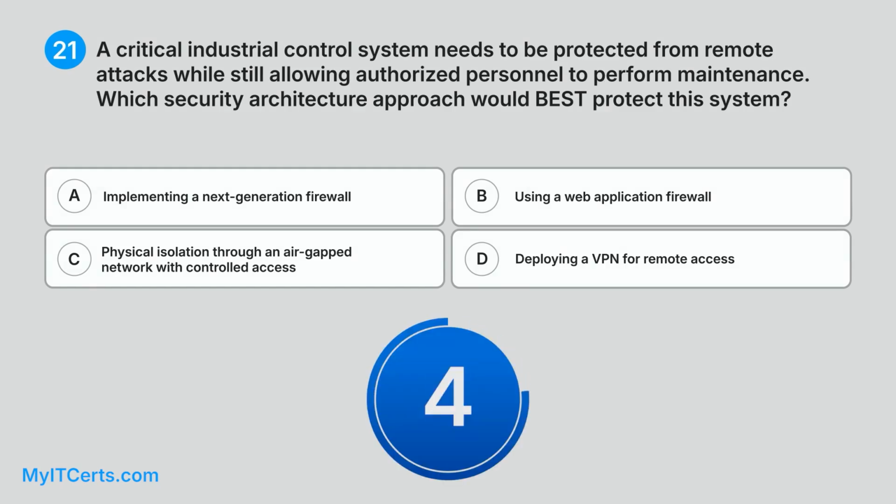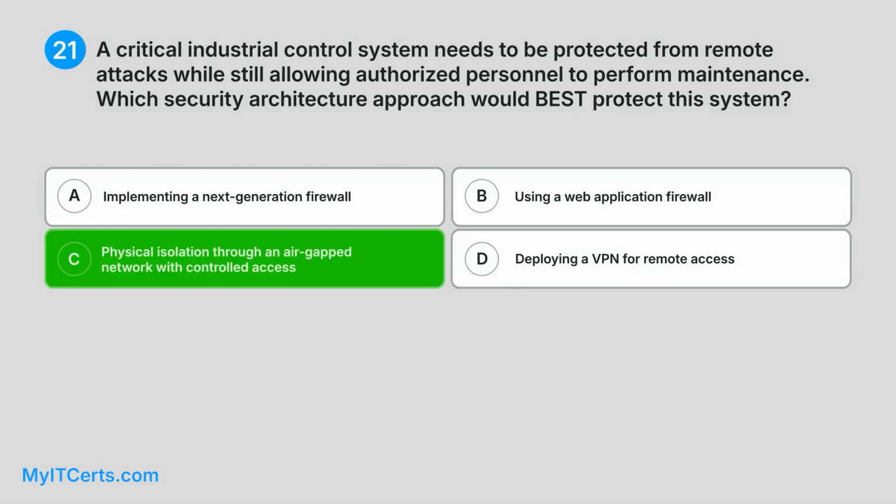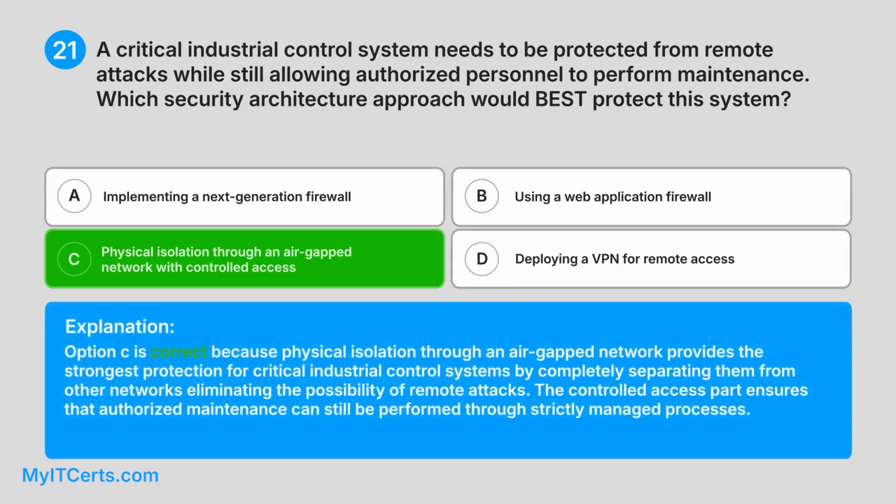Do you know the answer? Correct answer. C. Physical isolation through an air-gapped network with controlled access. Explanation. Option C is correct because physical isolation through an air-gapped network provides the strongest protection for critical industrial control systems by completely separating them from other networks, eliminating the possibility of remote attacks. The controlled access part ensures that authorized maintenance can still be performed through strictly managed processes.